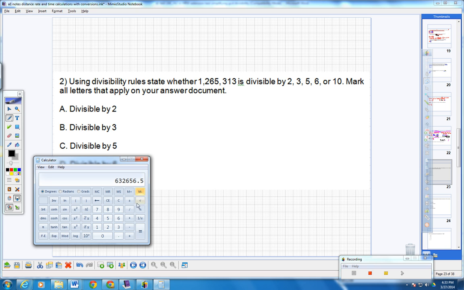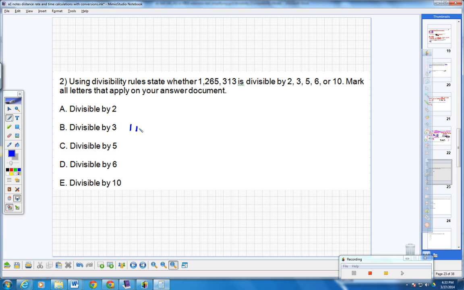Well, how do I figure out if it's divisible by 3? I could go through those very same steps that I just did, but you know what? Let's try the shortcut here. Let's go ahead and add 1 plus 2, that's 3, plus 6, going to get 9, plus 5, it's going to be 14, plus 3, 17, plus 1, 18, plus 3, 21. So that's equal to 21.